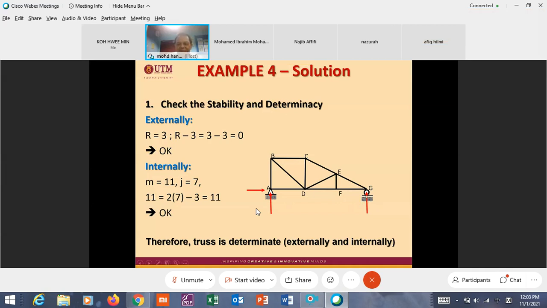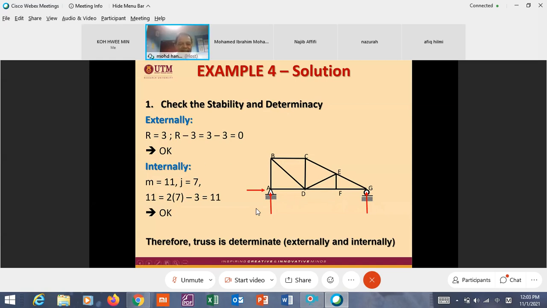But what about if it is 4? If there are 4 external forces here, is it stable or not? This is more than stable. And if you have 5 or 6 reactions, it is too stable, very stable. But it doesn't mean that it is indeterminate. It is determinate.